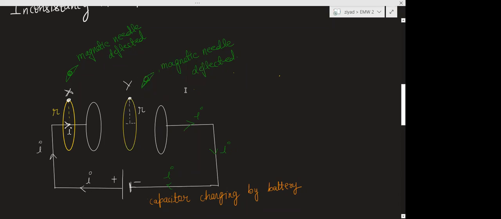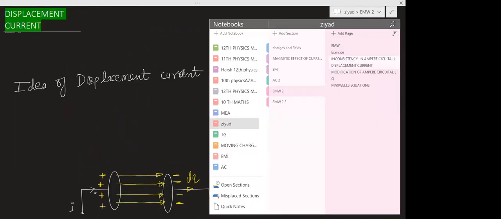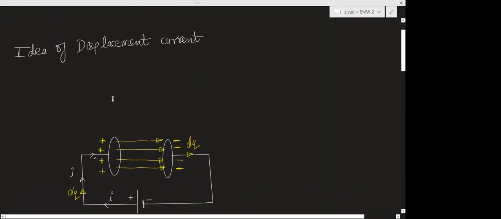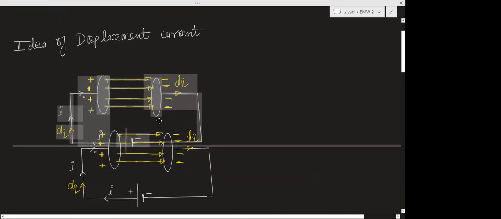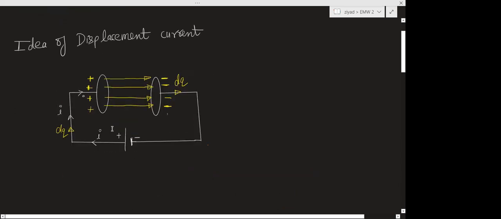So these things are explained by Maxwell. He gives the idea of the displacement current. Basically, what happens when the capacitor is connected with the battery? There is a charging of the capacitor. The negative charge increases on this plate, so the positive charge increases on this plate. Charging means the charge on the capacitor is increasing.